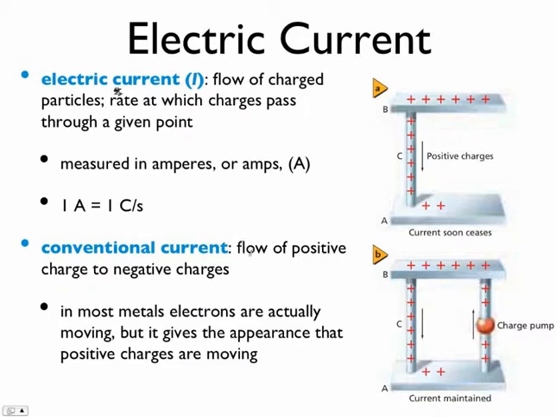Conventional current is the flow of positive charges, the positive charge flowing to the negative charge. And again, in most metals, the electrons are actually the ones that are moving, but it gives the appearance that the positive charges are moving. So that's kind of confusing, so just keep that in mind.